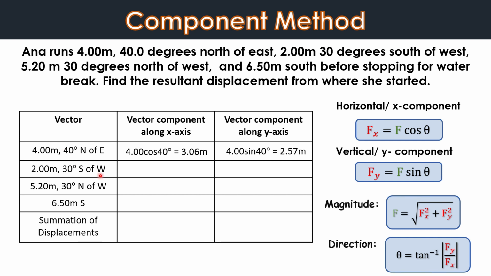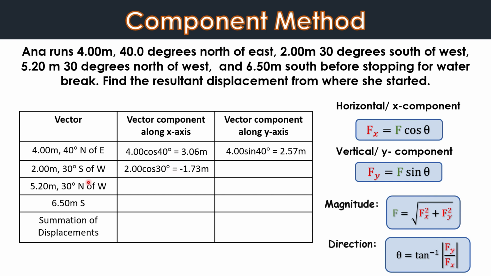Next, 2 meters 30 degrees south of west. So, ganun pa rin. This time, yung main vector natin ay yung 2 meters. And then, yung angle na gagamitin ay yung 30 degrees. So, for the x component, we will have 2 cosine 30. And we will have this time negative 1.73. Of course, lalabas sa calculator ninyo positive 1.73. Pero bakit siya magiging negative?